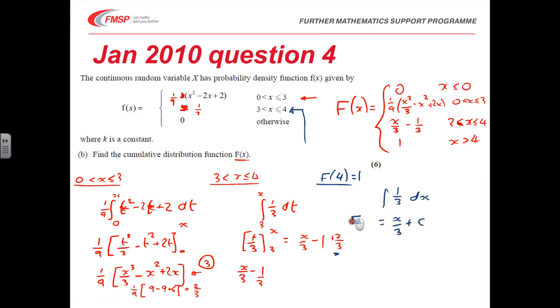Okay, so if I integrate this, it's going to give me x on 3 plus a constant, and that's going to give me f of x. And I know that f of 4 is 4/3 plus c, and that must equal 1. So that tells me that c must be minus 1/3. So that's another way of getting that value out. Again, it's quite common that people forget that there.